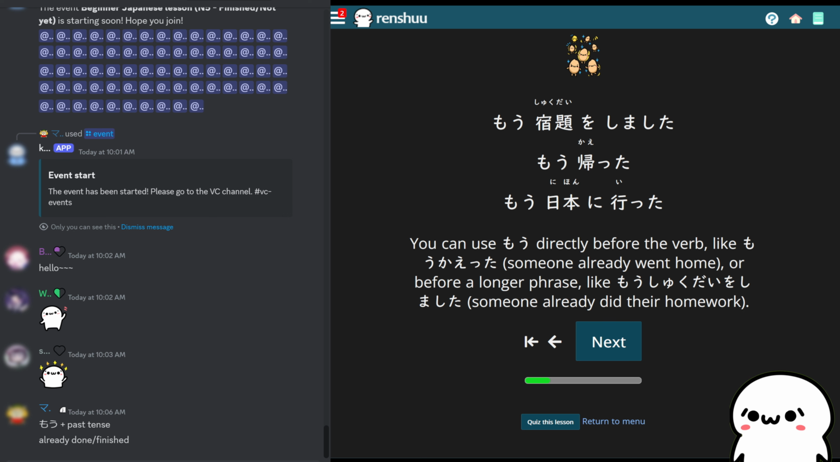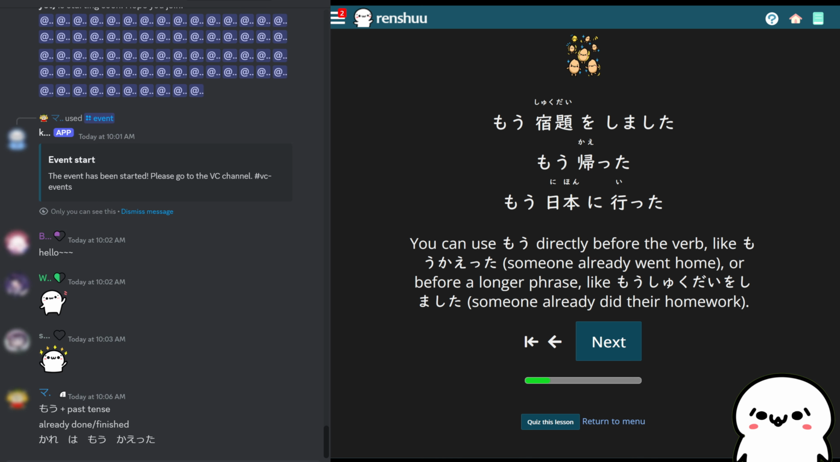We don't have any subjects here. These are just very simple. They can be sentences, but you could see them in sentence fragments. So, mo kaita, already went home. So someone might say, hey, where's Kao-chan? I thought Kao-chan was going to be at this party. And let's just pretend that Kao-chan is male for this sentence. Kare wa mou kaita. He already went home, already returned home.